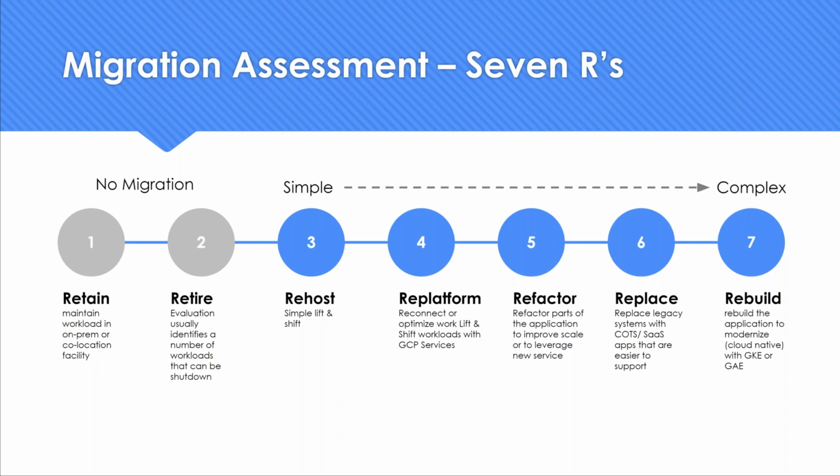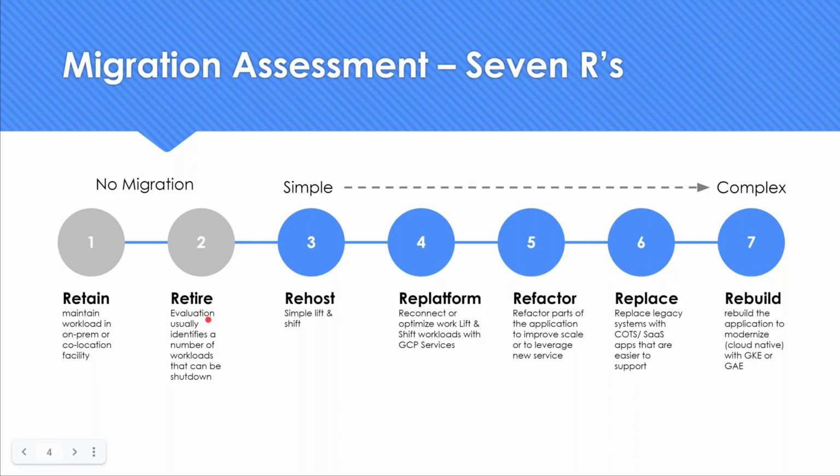Google has 7. The first 2 are actually not a migration itself, it's basically a strategy. Now you got a report, 5 servers, 50 servers, or 50,000 servers, whatever the number be. There are certain servers which you cannot even migrate because they are legacy systems. They are running mainframe, business critical. Moving them to GCP does not make sense. So simply, it's a strategy: don't even migrate it. Just retain that workload on-premise. Let it be there. That's the first R, retain your stuff.